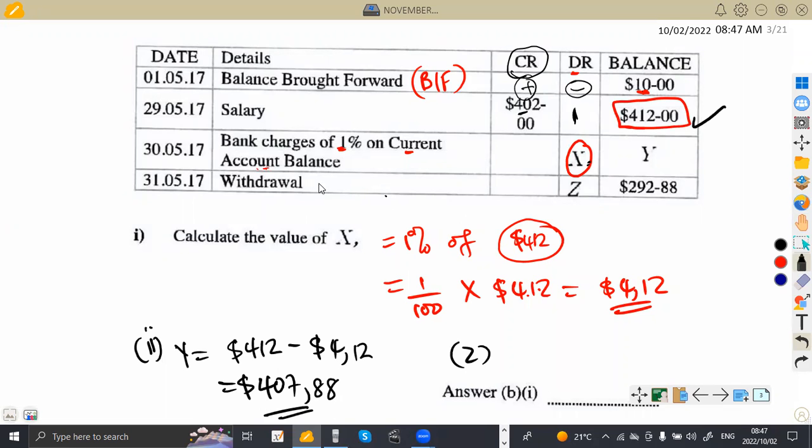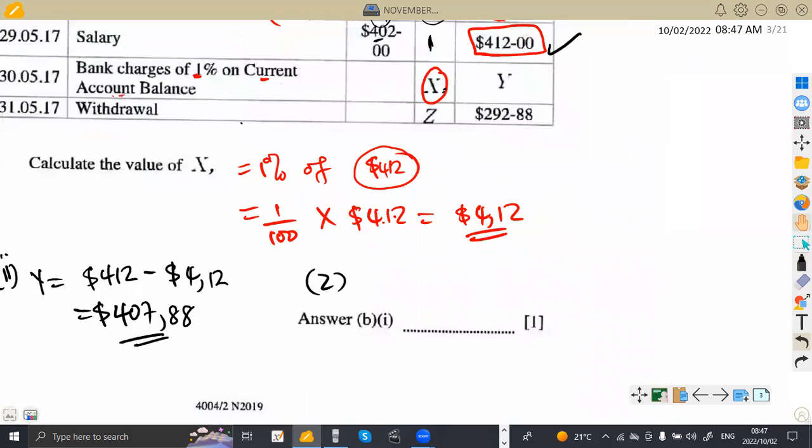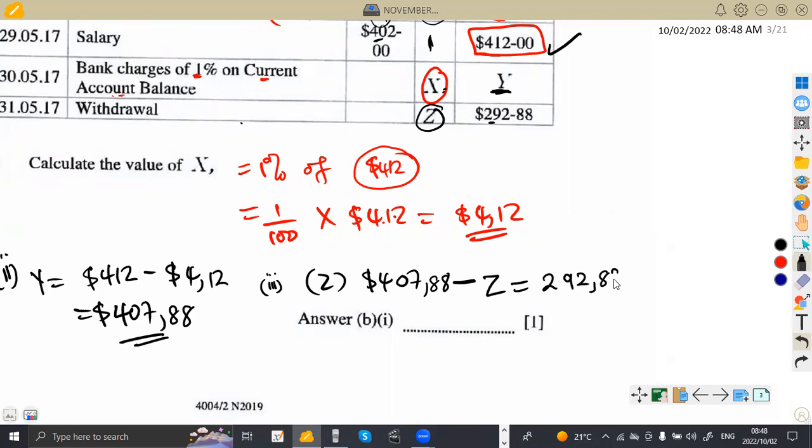Z is a withdrawal. So guys, take note what happened here. We had to withdraw a certain amount from this Y here. We withdrew Z and we got this amount. So you can simply say, from this 400, and this was item 3 now. All right, to find Z, we say from the $407.88 that we had, we subtract Z here and obtained $292.88.